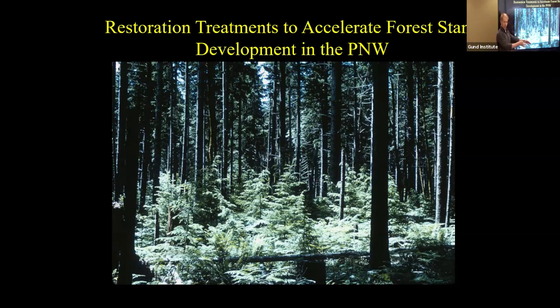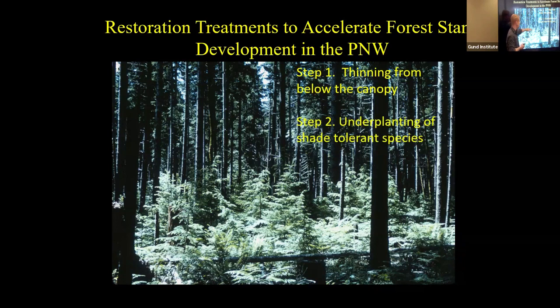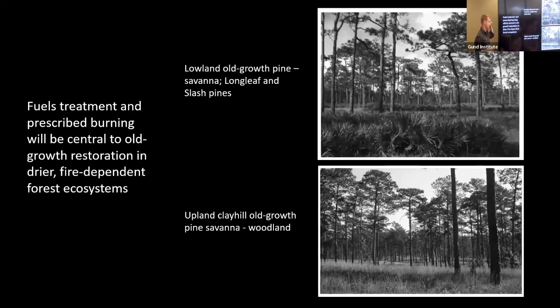That means you can go into those reserves and do something called thinning from below the canopy to emulate the density-dependent mortality I talked about before. So you basically thin out the less vigorous trees, allowing the trees that remain to grow faster. And then use a technique called underplanting to bring in shade tolerant species like Western hemlock, Western red cedar, that will then develop vertically, giving you a multi-layered canopy. So this is basically the form that old growth restoration takes in the Pacific Northwest.